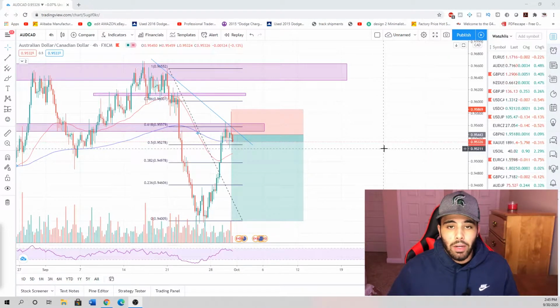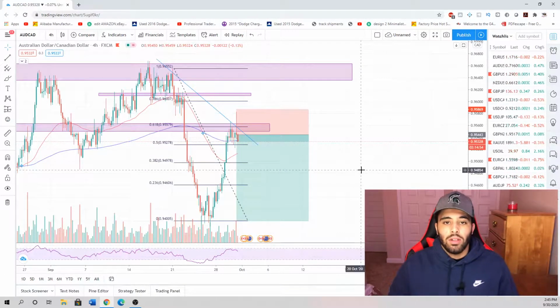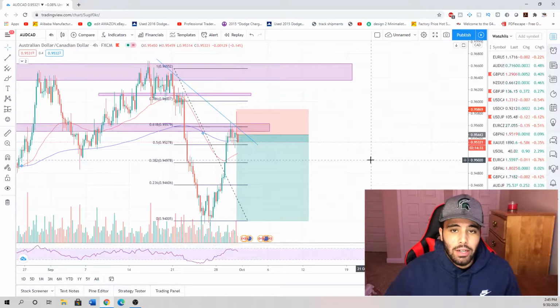I haven't been trading much on my main account just because I'm really picky on that account, because I'm risking a lot more money than on the $200 account, and I'm looking for the best possible trades. So about an hour ago, I just entered on AUD CAD.